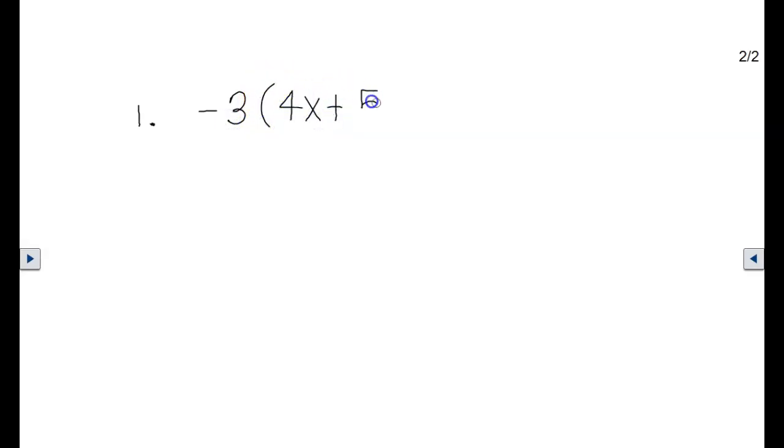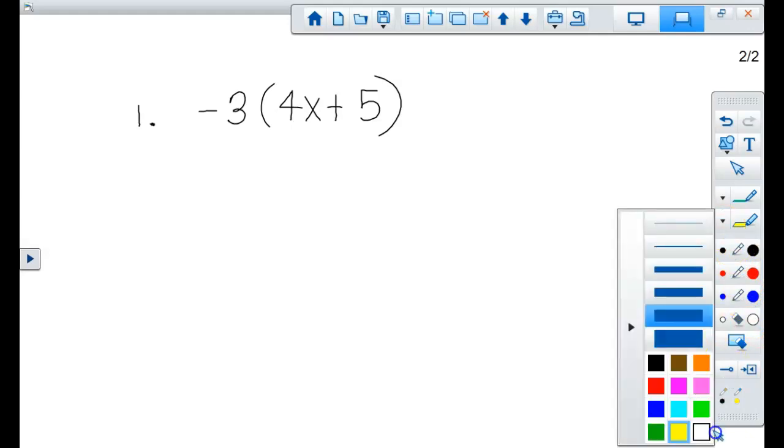So here's our first one. I'm asking you in this problem to do -3 times 4x plus 5. Now we're going to simplify this. So remember, to simplify, the first thing I need to do is distribute if necessary. So it is necessary in this problem because I see clearly that I have parentheses and that I'm trying to multiply the -3 times this group, 4x plus 5. So -3 has to be multiplied by each member of this group.